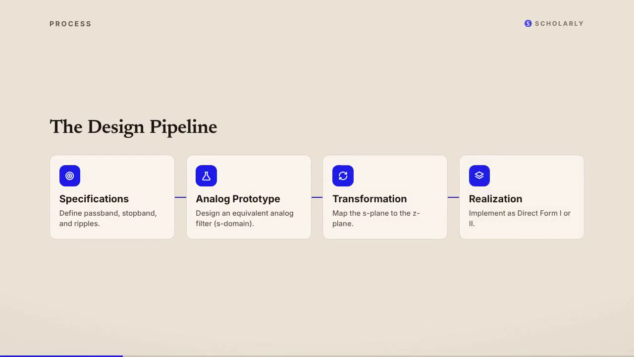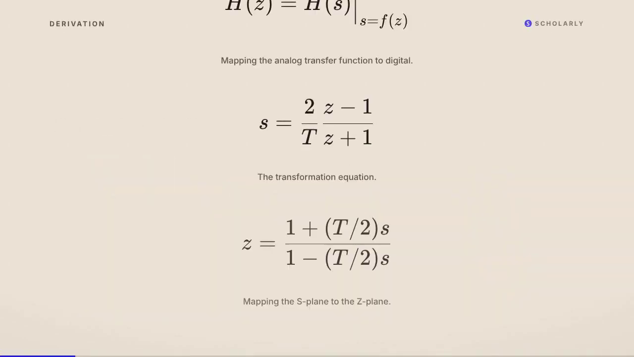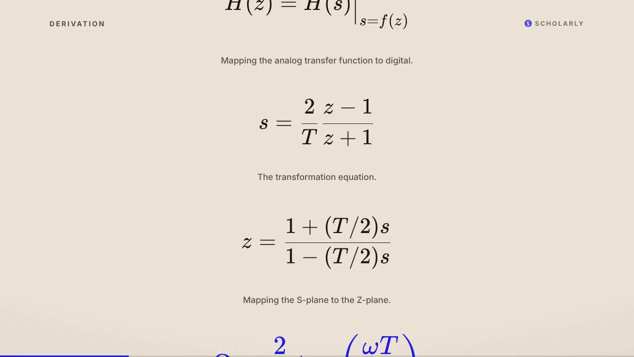The impulse invariance method preserves the shape of the impulse response, making it great for simple low-pass filters, but it suffers from aliasing, where high frequencies fold back into the signal. The bilinear transformation is the industry standard. It maps the entire analog range onto the digital unit circle, avoiding aliasing entirely, though it introduces a nonlinear warping of the frequency axis.